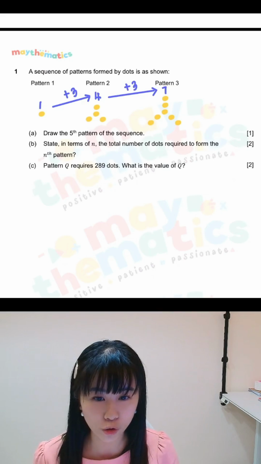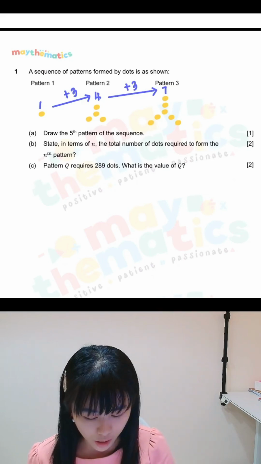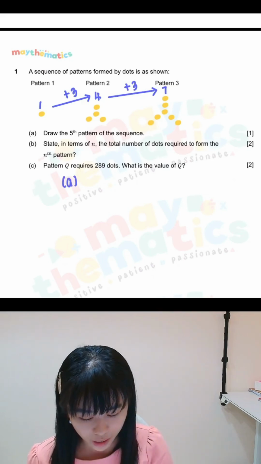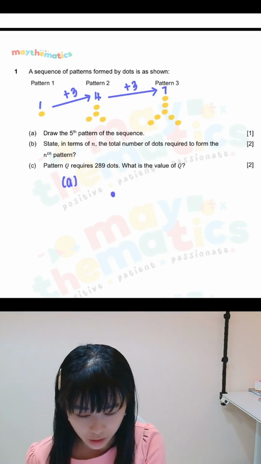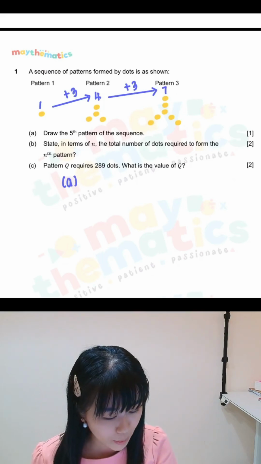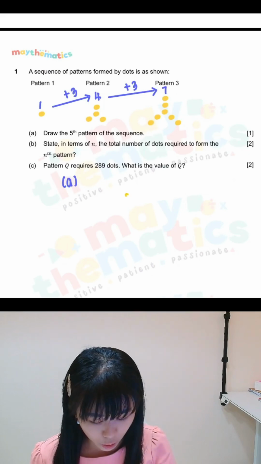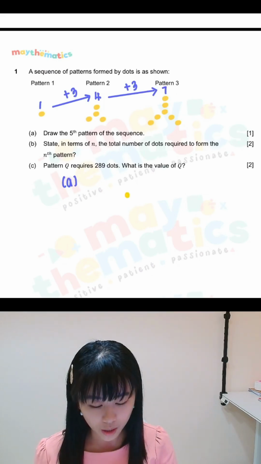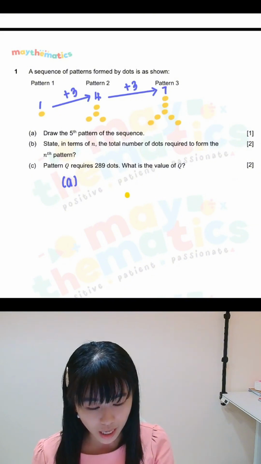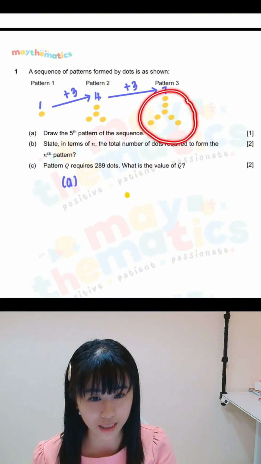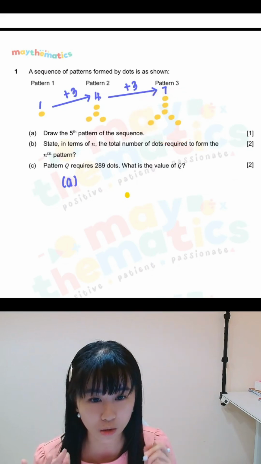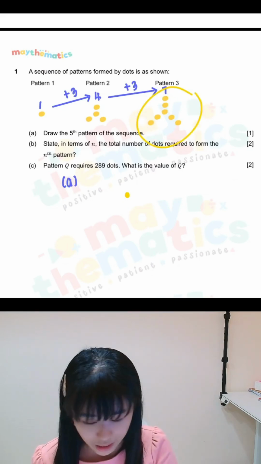So part A, draw the 5th pattern of the sequence. So how do you draw? Okay, let's begin with the one circle. To imitate this better, I'm going to use a very similar color like this. So I'm going to draw one circle here, and basically I'm going to draw starting from the 7, because we're going to add more circles from there, right? So I'm going to draw exactly the same like this first.